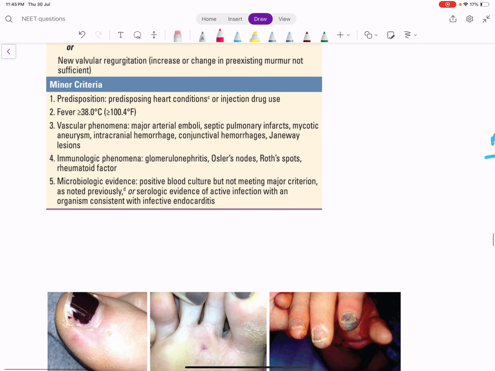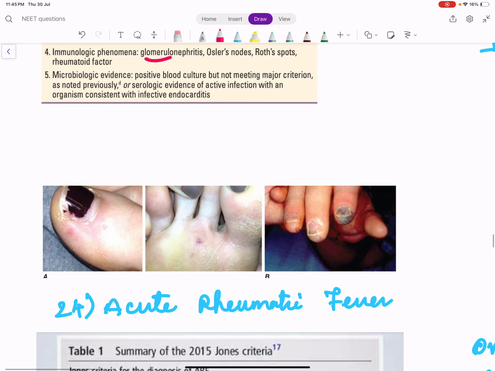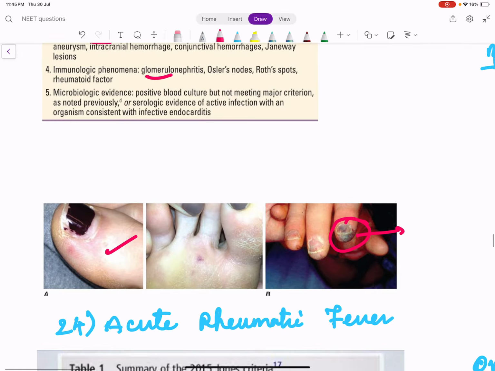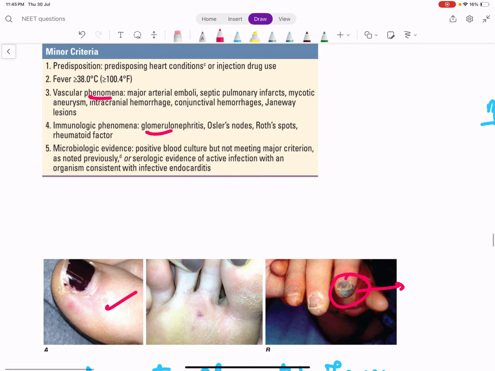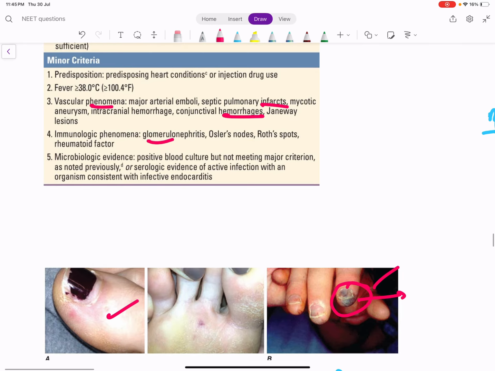Sometimes in an image-based question they can give the minor criteria, like the vascular phenomenon or immunological phenomenon. See, these are the Janeway lesions, the painful tender Osler nodes, and this is the nail bed infarct. There can be conjunctival hemorrhages. What you see is a septic infarct.